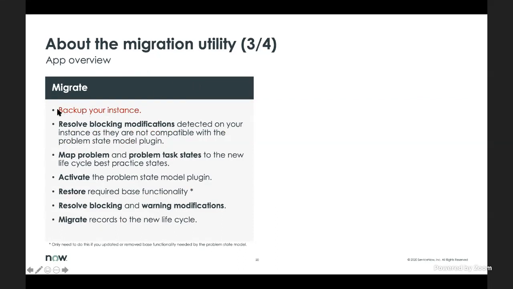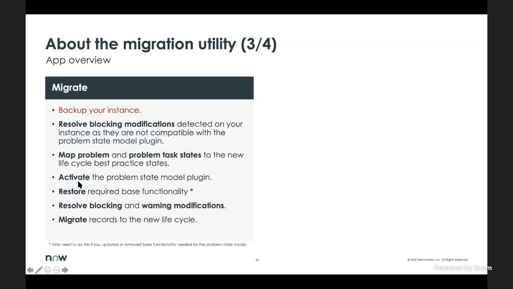The main part of the utility itself is actually doing the migration of your data. So again, you should back up your instance first of all before you make any changes. The utility will detect blocking modifications on your system that you need to resolve, because these are things that will prevent you from actually activating the problem state model, or would cause you some issues if you activate it first. So you should really fix these blocking modifications before you activate the problem state model. You'll also map your existing problem and problem task states to the new best practice states.